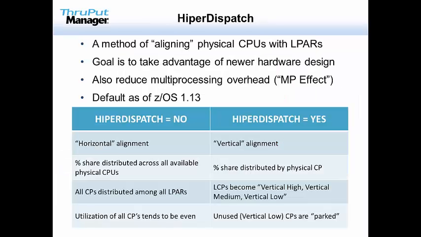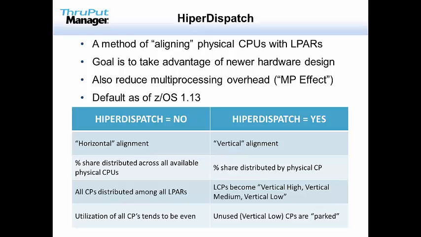So let's bring things up to speed a little more current. Hiperdispatch, which is the way that we run today. It's not required. I think I've seen one site in the last little while that's not running Hiperdispatch, but it's quite common. It's been the default for a few years now as of z/OS 1.13. You do have the option to turn it off, but it's default on. Now, what Hiperdispatch is all about, this is a method of aligning your physical CPUs with your LPARs, and indeed even with the logical CPUs. The goal is to take advantage of newer hardware design, and I'll talk about what that means as well in a moment.